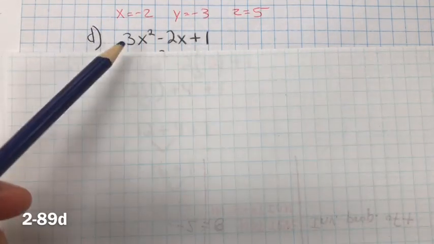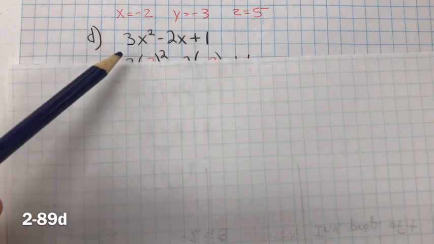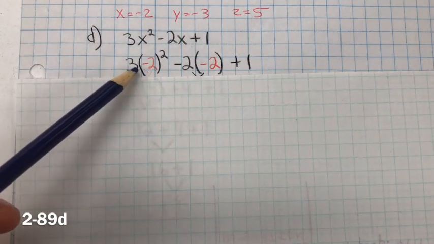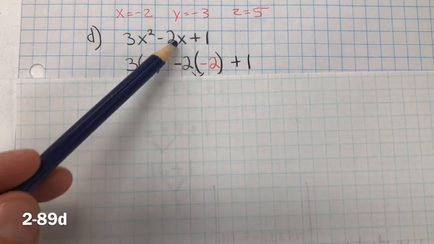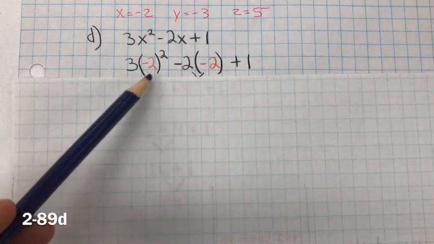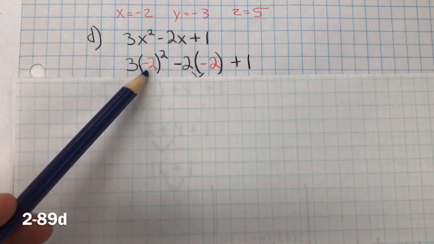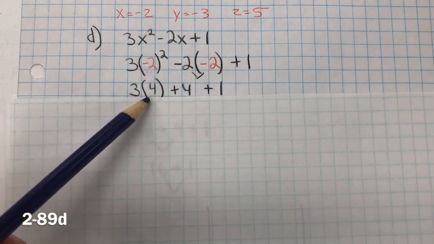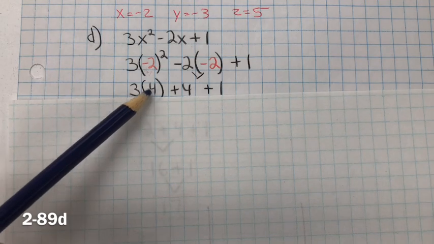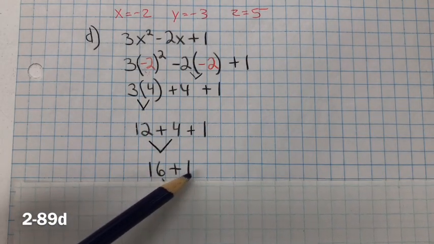Problem D. I have 3x squared minus 2x plus 1. So I'm only using x, and x equals -2. Again, make sure you put them in parentheses. Anywhere there's a variable, put them in parentheses. So here I have 3 multiplied by negative 2 squared minus 2 times x, which is negative 2, plus 1. Following the order of operations, grouping, nothing to do inside the grouping, but we have to do exponents first. So remember GEMDAS. I'm going to do negative 2 squared. Well, that means negative 2 multiplied by negative 2, which equals a positive 4. And then now I have negative 2 multiplied by negative 2, positive 4. 3 times 4 is 12. 12 plus 4 is 16. Plus 1 is 17.